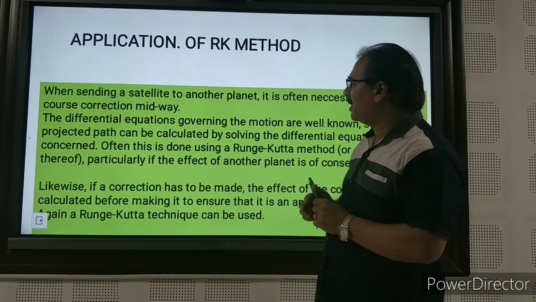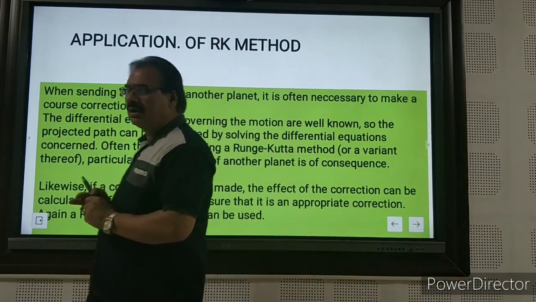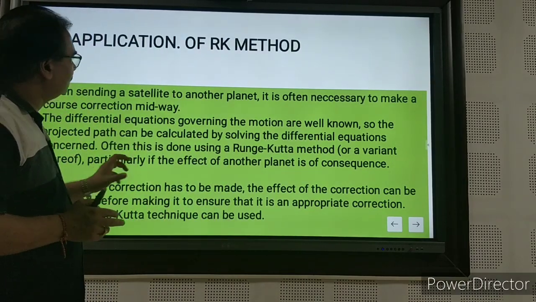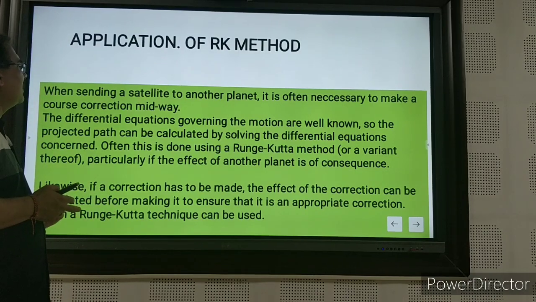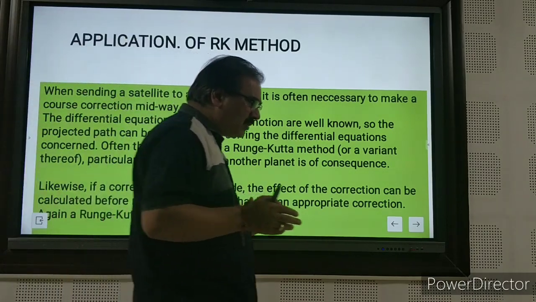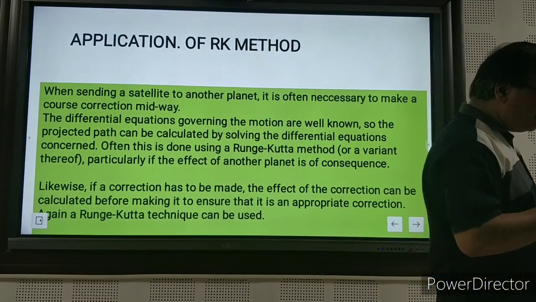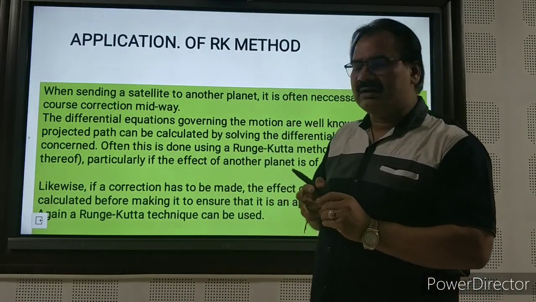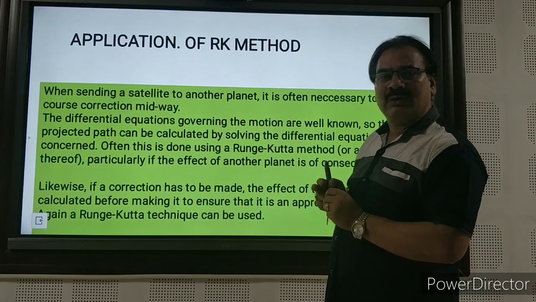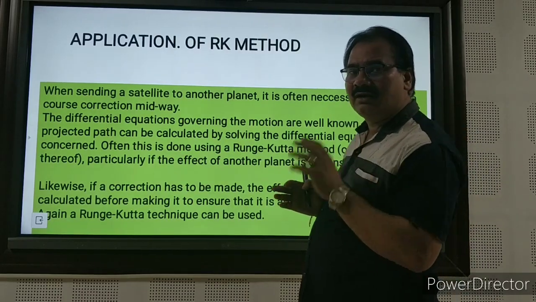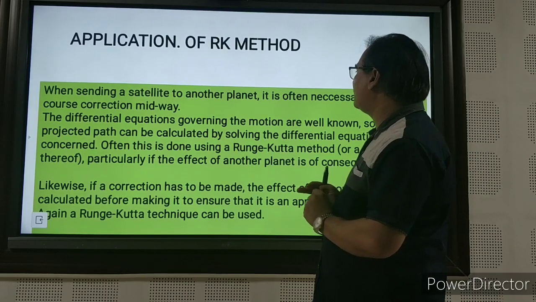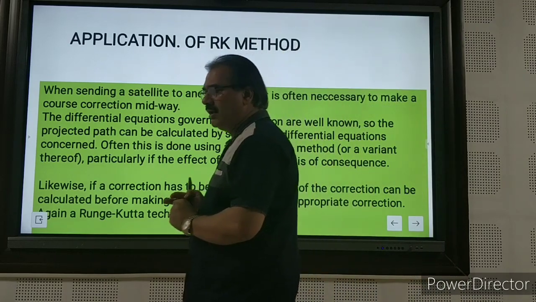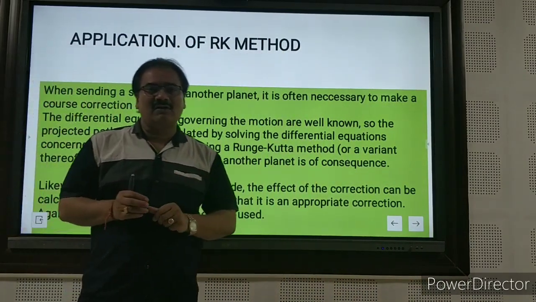Now once again, you can look at where you can apply the Runge-Kutta method in real life problems. Some examples we have taken here. When sending a satellite, the basic purpose of the study by both the scientists and the mathematicians was towards application in the area of space science. People are still using these methods very efficiently. When sending a satellite to another planet, it is often necessary to make a course correction midway. Recently we have already launched the Chandrayaan.